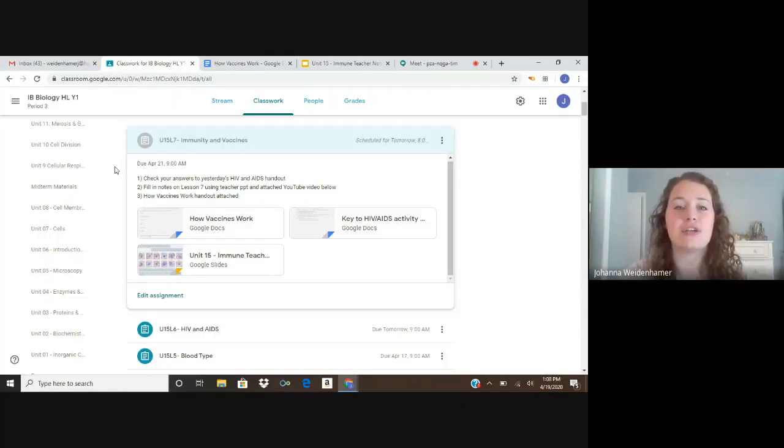Today we're going to be taking a look at Lesson 7, Immunity and Vaccines. Our agenda for the day is going to be the following. First, we're going to check our answers to Friday's HIV and AIDS handout that is going to be attached right here so you can take a look at the key. Number 2, we're going to fill in our notes for Lesson 7 using the teacher PowerPoint slide that's linked below and this video. So nice job if you're tuned into this video.